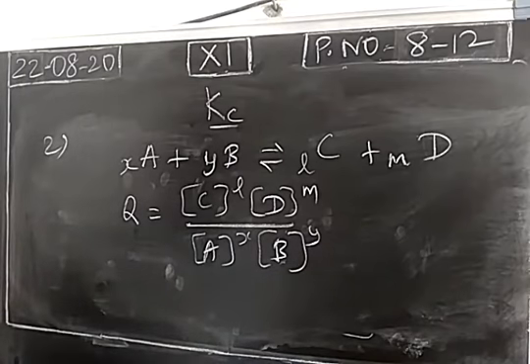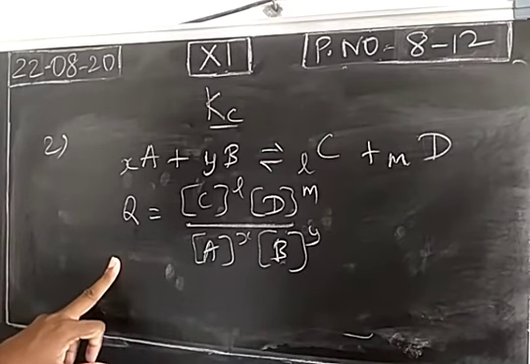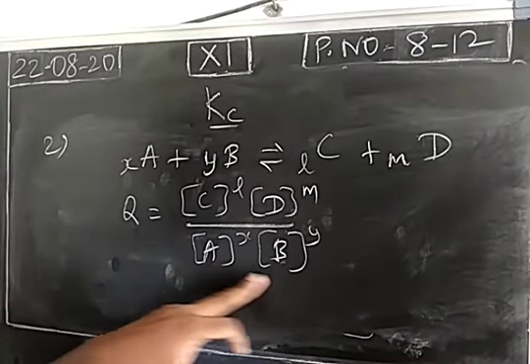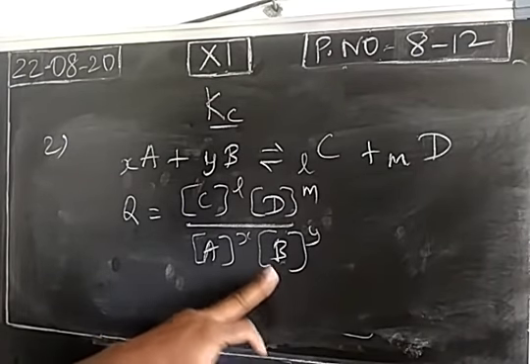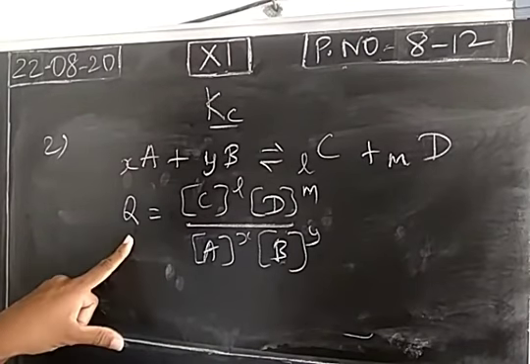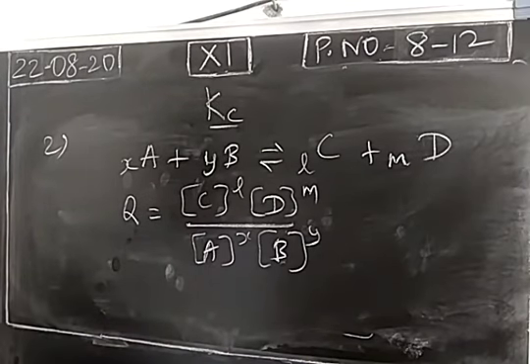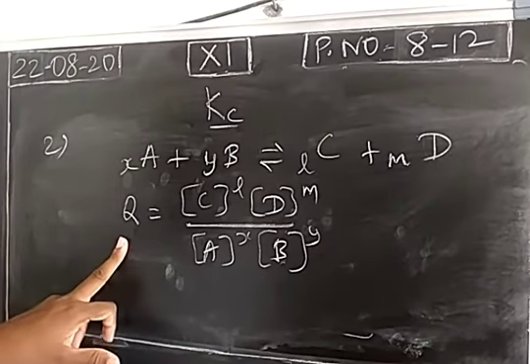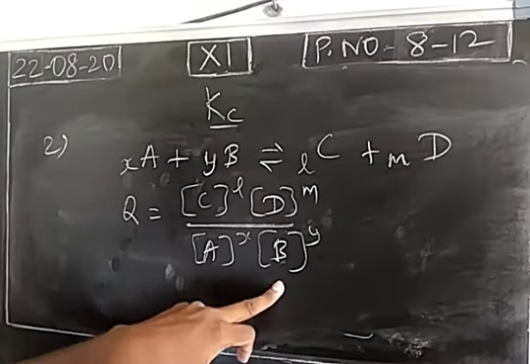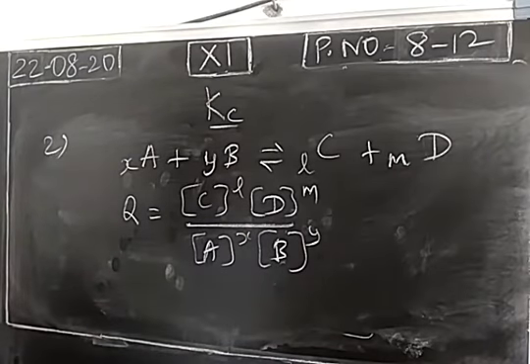So under non-equilibrium condition, we write Q, which is the ratio of the product of concentration of products to the product of concentration of reactants, and each term is raised to an exponential power. Now this Q is called a reaction quotient. Public 2 mark: What is reaction quotient? Reaction quotient is the ratio of the product of concentration of products to the product of concentration of reactants, and each term is raised to an exponential power.